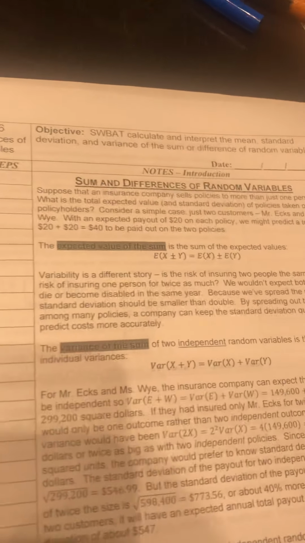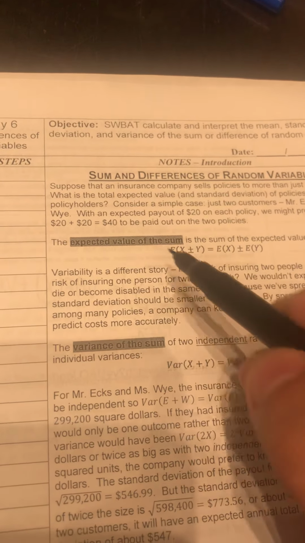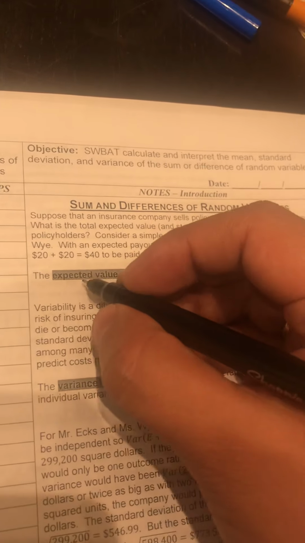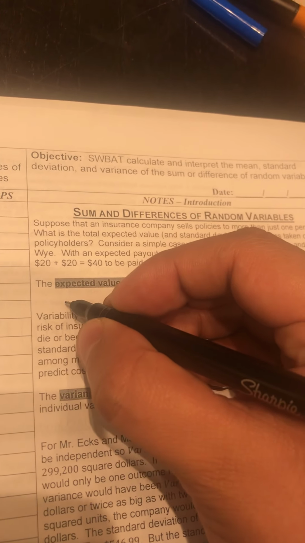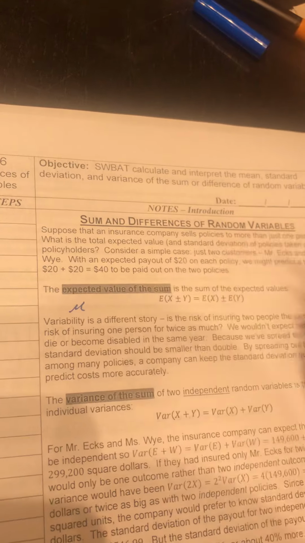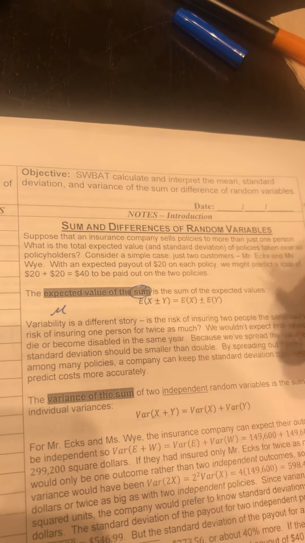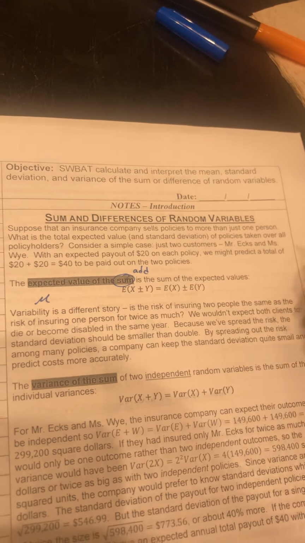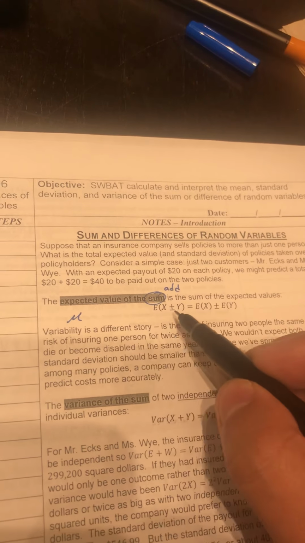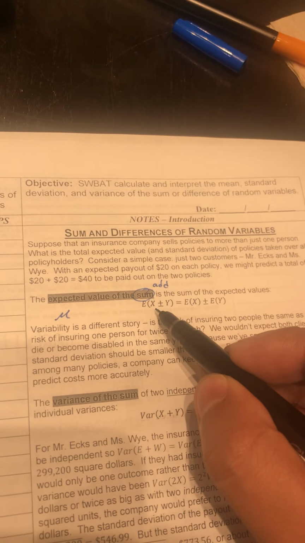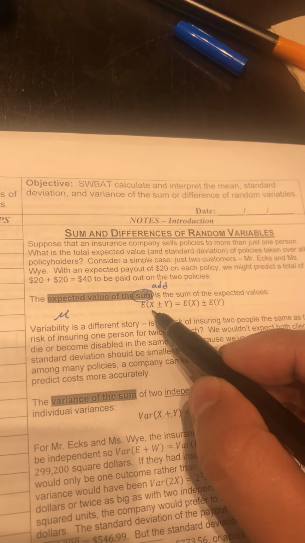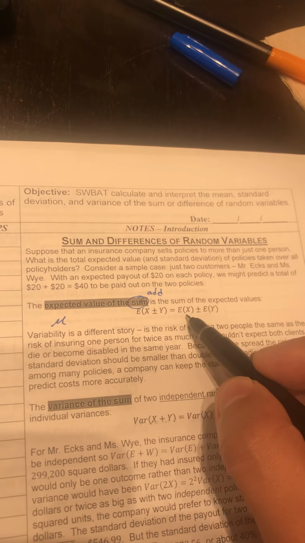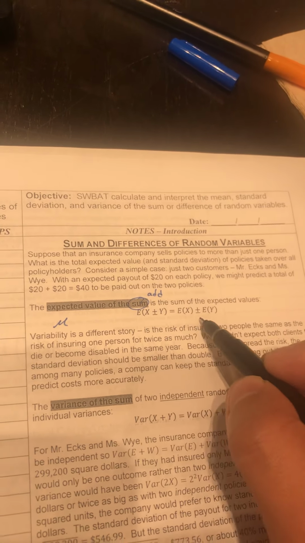Okay? So the first thing you've got to know is the expected value sum, right? This right here, the expected value, we know that this is another word for the mean, the average. Okay? And what does sum mean? Sum means you're adding. So this little formula right here, all it means is when you have two different expected values from two different items, two different variables, you're just going to be taking the mean of each one and adding them.